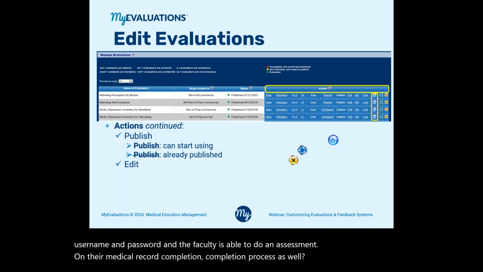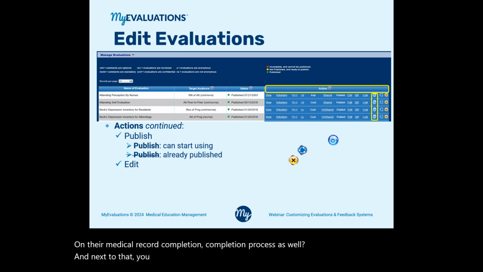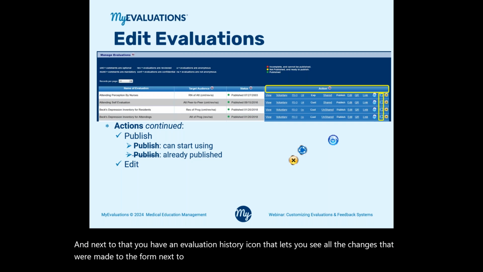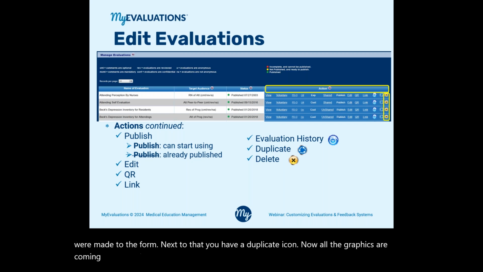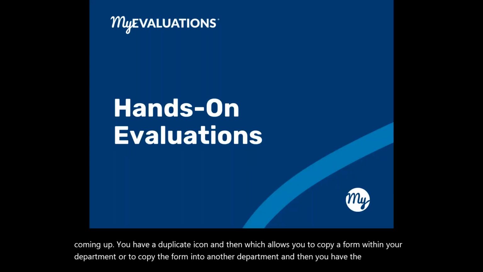Next to that, you have an evaluation history icon that lets you see all the changes that were made to the form. Next to that, you have a duplicate icon. Now all the graphics are coming up. You have a duplicate icon, which allows you to copy a form within your department or to copy the form into another department, and then you have the delete action.